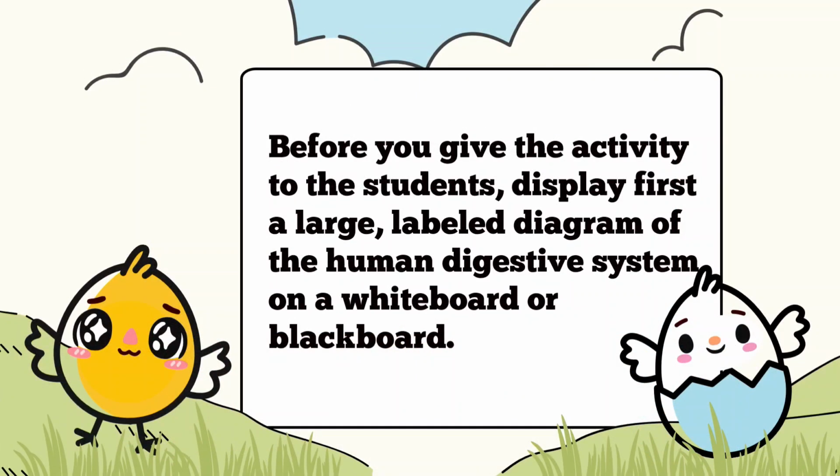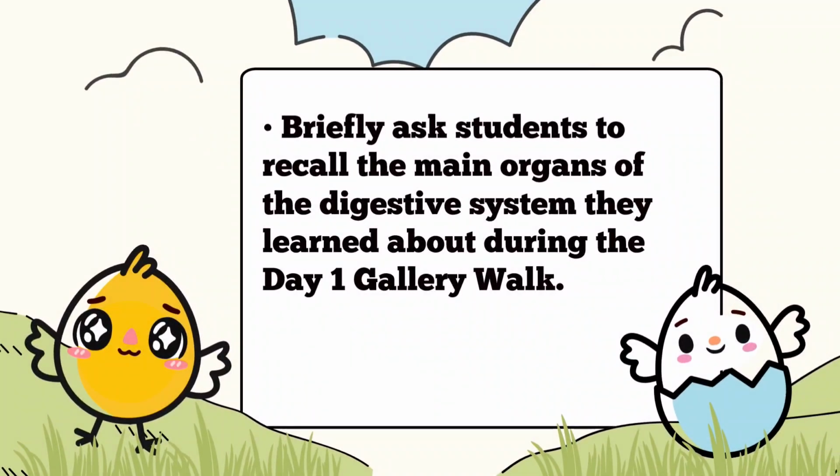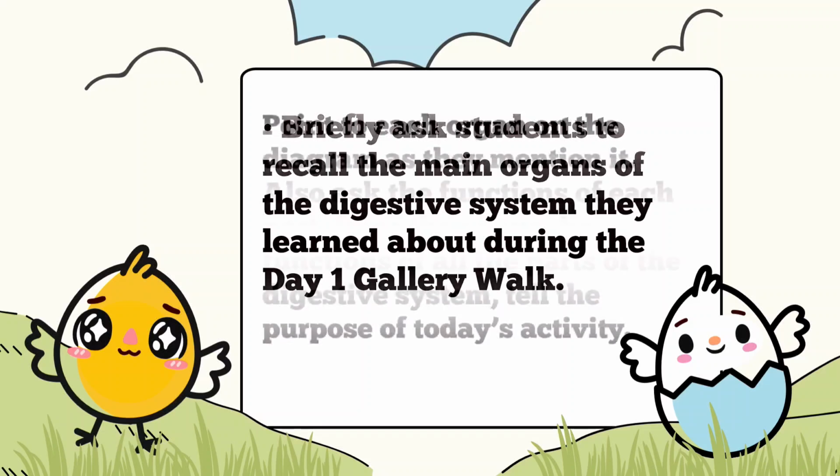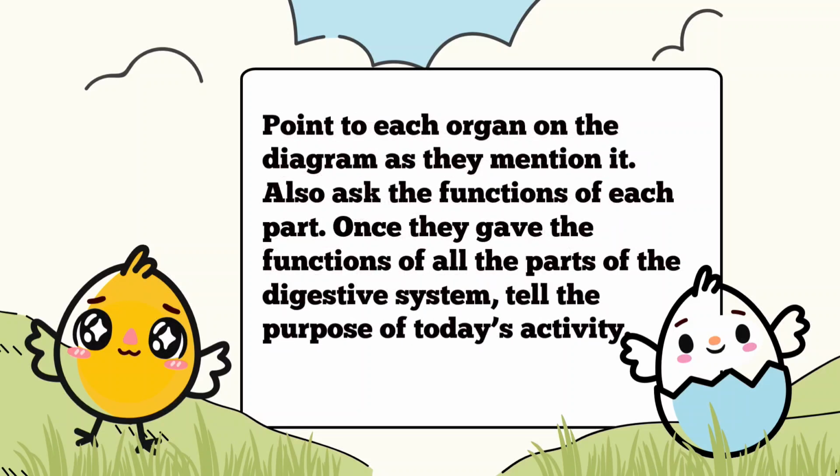Before you give the activity to the students, display first a large labeled diagram of the human digestive system on a whiteboard or blackboard. Briefly ask students to recall the main organs of the digestive system they learned about during the Day 1 gallery walk. Point to each organ on the diagram as they mention it. Also, ask the functions of each part.